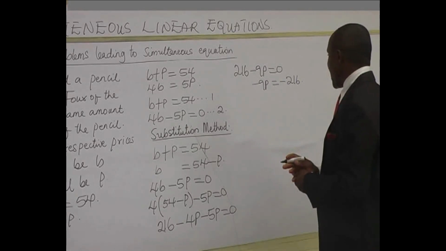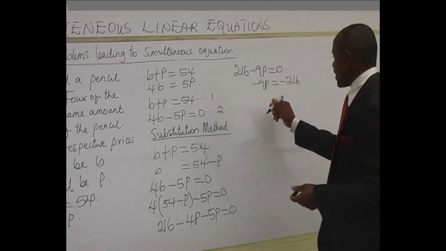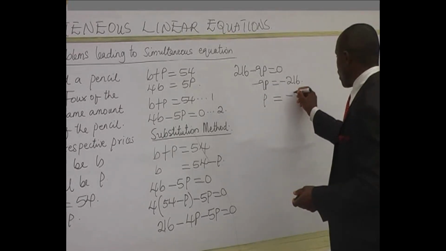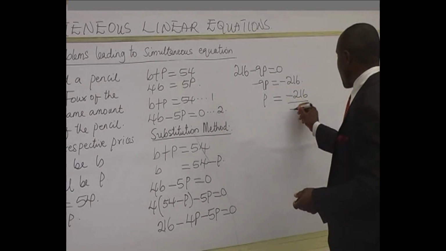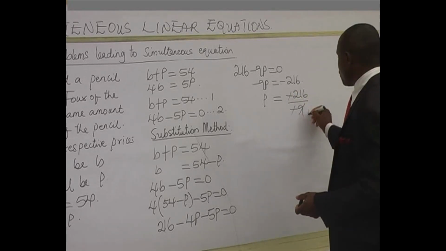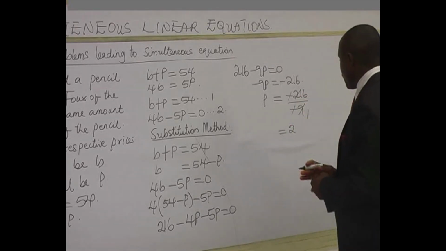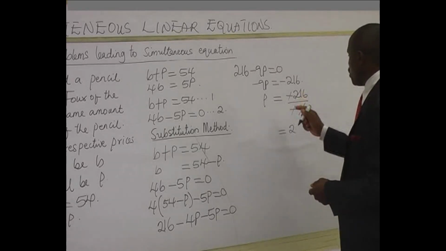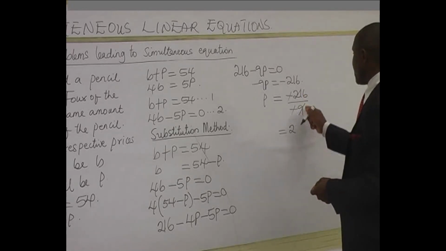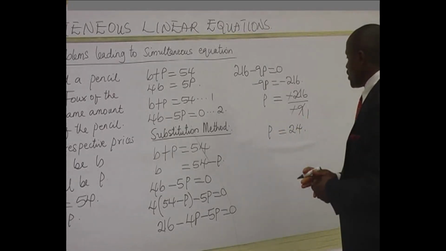Divide both sides by minus 9 so as to eliminate minus 9 from the coefficient of p in the left hand side. If you do that, you'll be left with only p in the left hand side of the equation, and it's going to be equal to minus 216 all over minus 9. Minus will cancel minus. 9 divided by itself is 1. 9 divided into 21 will give you 2. And 2 nines are 18. If you remove 18 from 21, you'll be left with 3. Put the 3 in front of 6 to be 36. 9 divided into 36 will give you 4. That means our p is equal to 24.